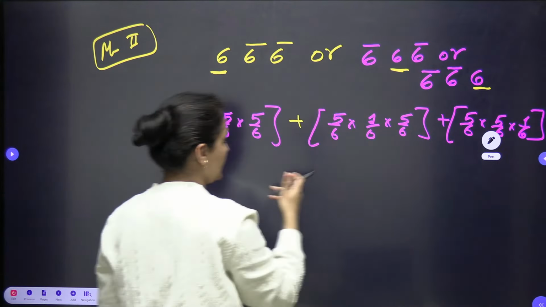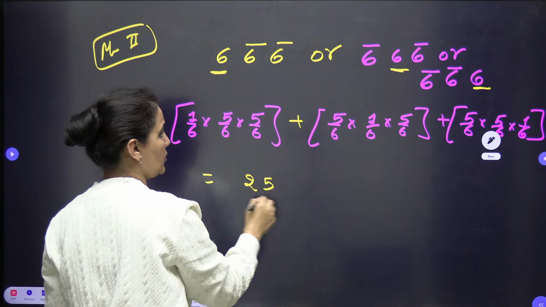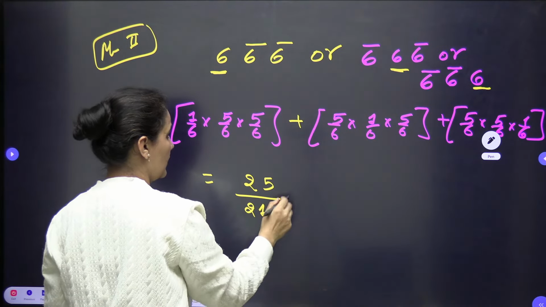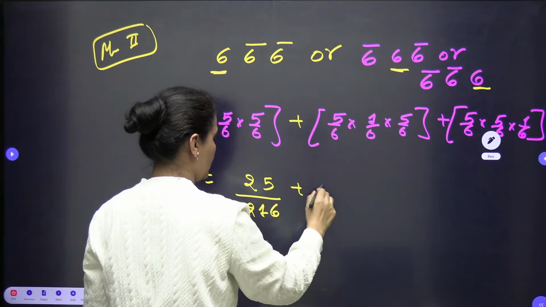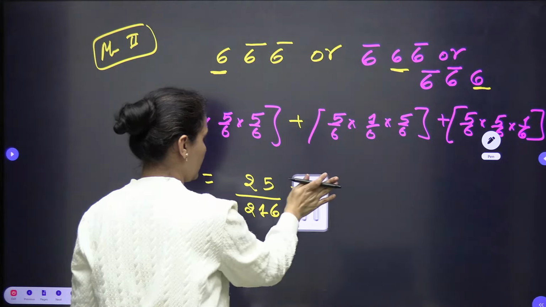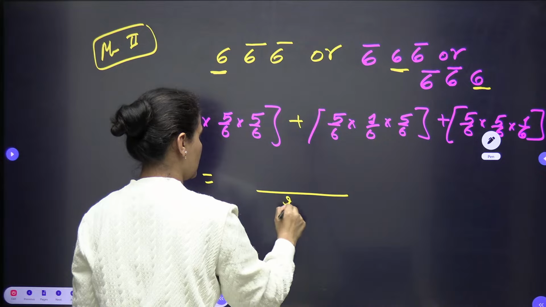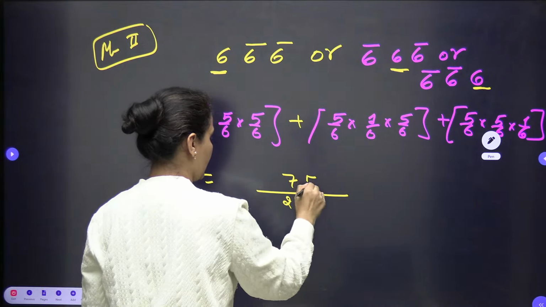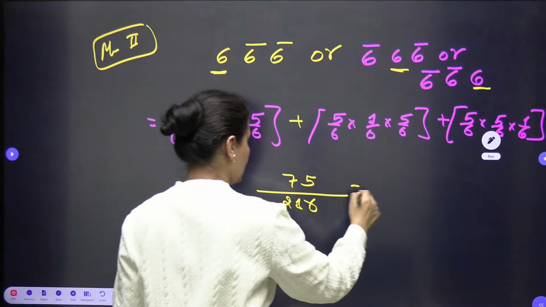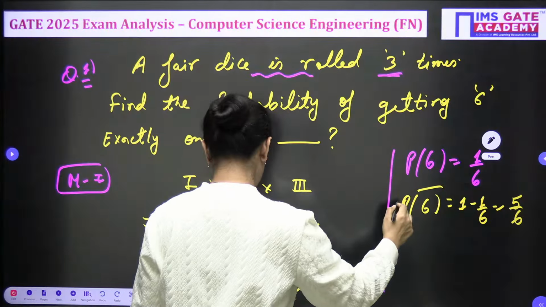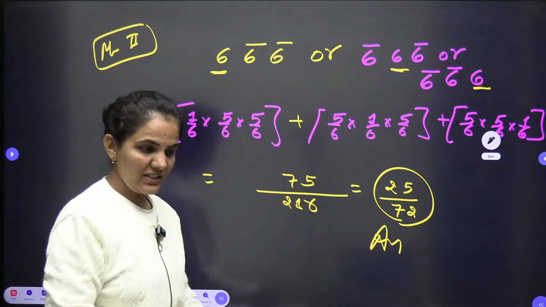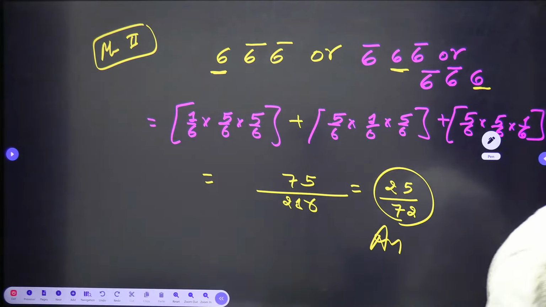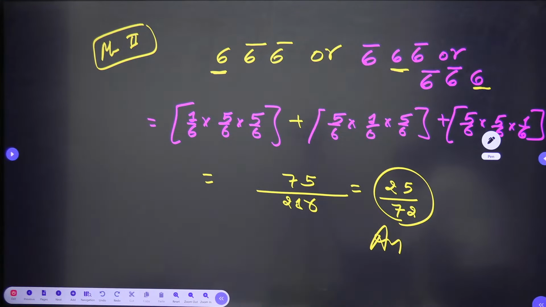When we solve, this will be 25 upon 6 into 6 into 6, 216, plus the same for the other cases: 25, 25, 25. Directly, this is 75 upon 216. I can cancel out and get the result again as 25 by 72. So the answer will be same to same. Okay, so let's solve the next question.